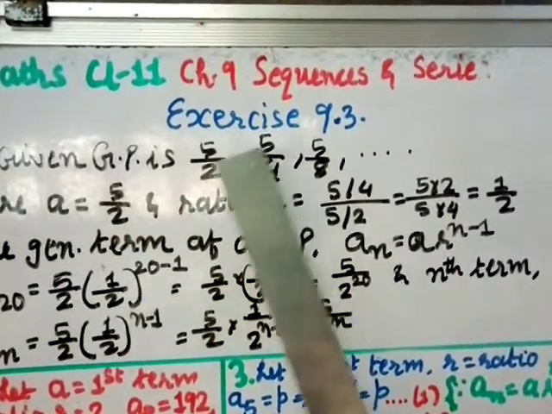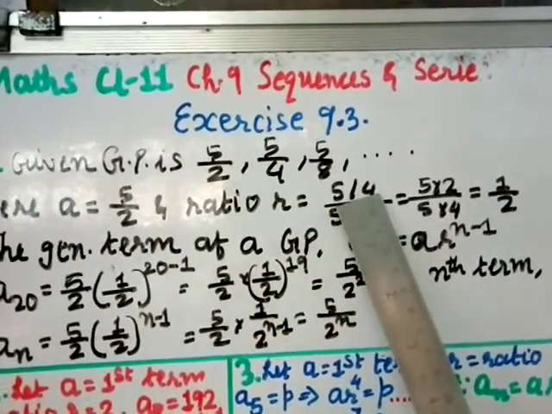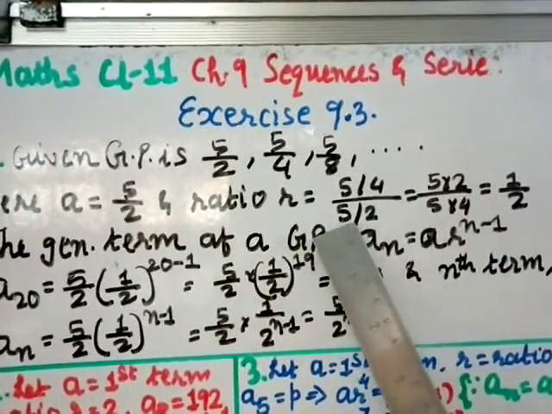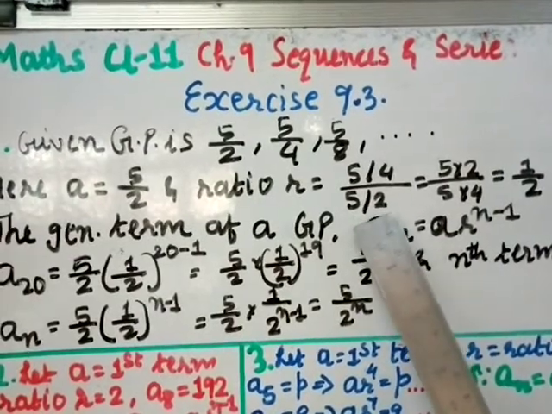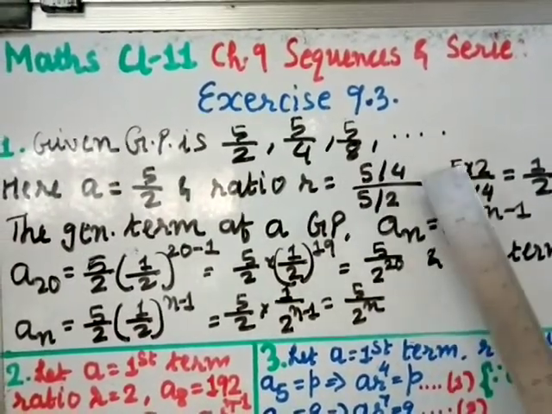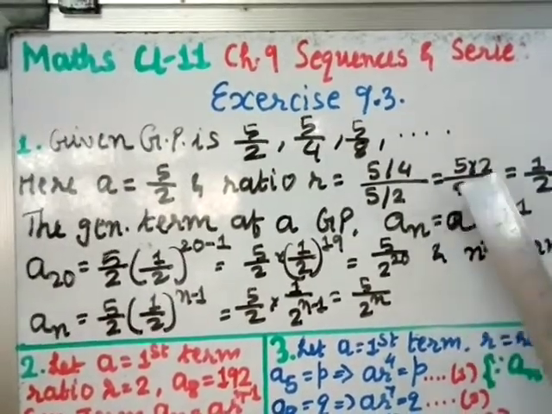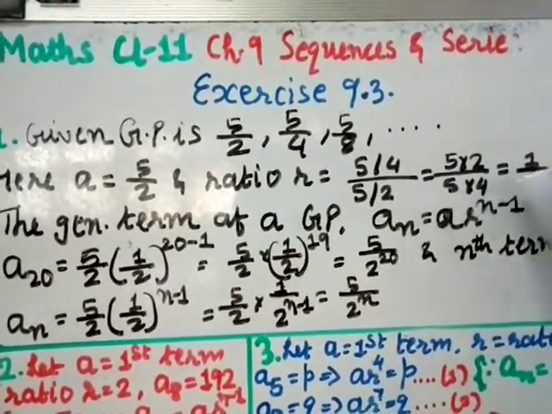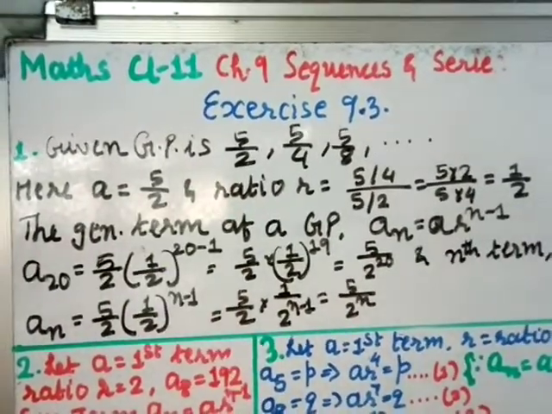Ratio R is equal to 5 by 4 divided by 5 by 2. This 4, which is in the denominator of the numerator, will come down in the denominator, and the 2, which is the denominator of the denominator, will go in the numerator. So we get 5 into 2 divided by 5 into 4. 5 cancels, and 4 can be cancelled by 2, so we get here 1 by 2. So the R value is 1 by 2 and the A value is 5 by 2.